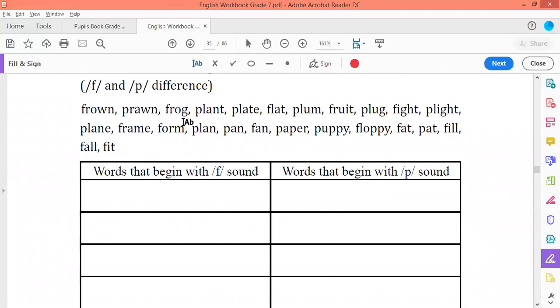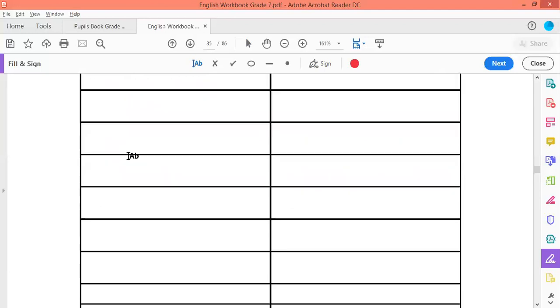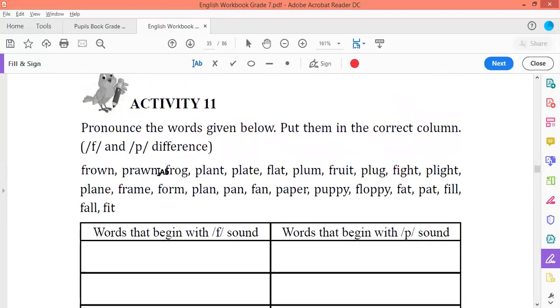Frown, frog, plant, plate, flat, plum, fruit, plug, pipe, flight, plane, frame, form, plan, pan, fan, paper, puppy, floppy, fat, pat, fear, fall, and fit. Okay, let's start filling the grid.